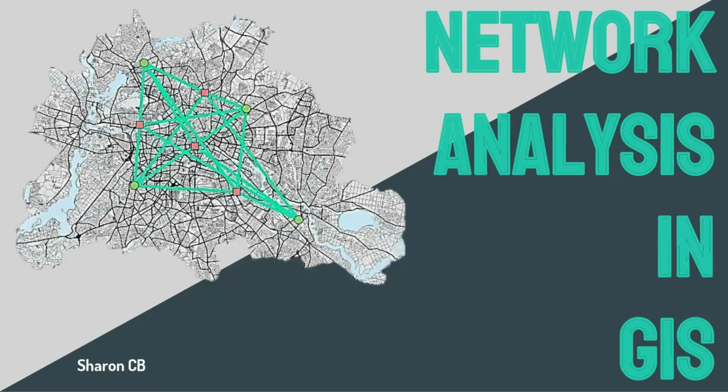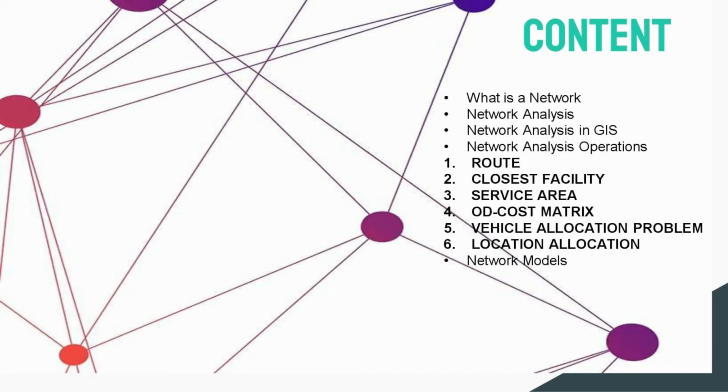Hello everyone. In this session we are going to learn about network analysis in GIS. In this video, the concept of network and network analysis is discussed with a special reference to the Network Analyst tool in ArcGIS software, which encompasses 6 main types of network analysis operations, otherwise called solvers, such as route, closest facility, service area, OD cost matrix, vehicle allocation problem, and location allocation.